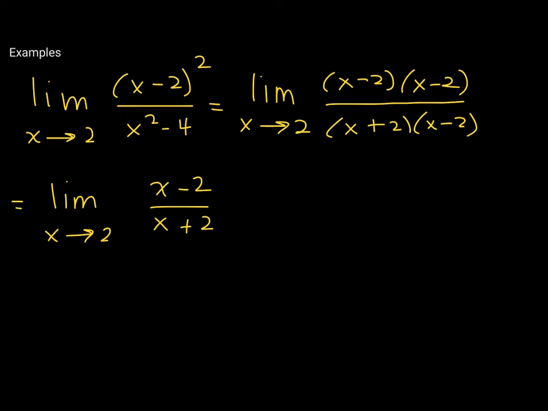So now we use direct substitution, and we find that the limit is 0 over 4. Okay, the limit is simply 0. Notice that the limit near 2 is a real number. Let's look at another function.